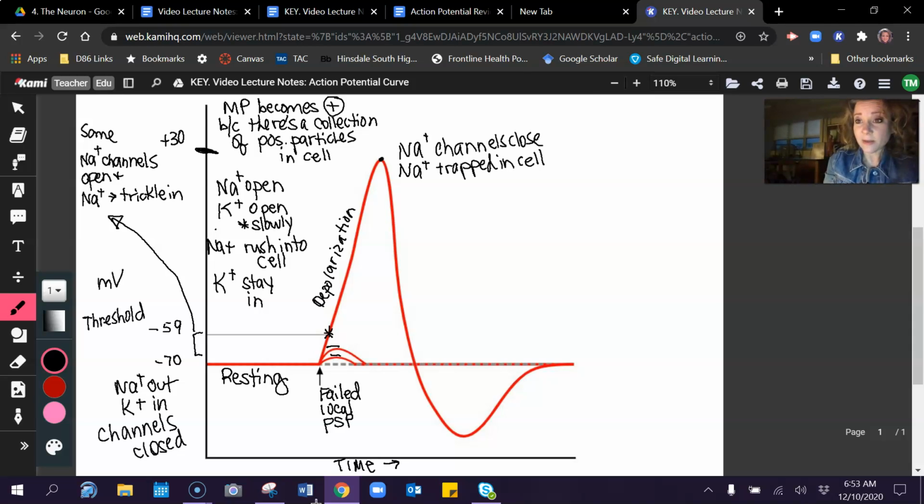Now, remember our potassium channels? They were stimulated to open, but they open slowly. But by now, our sodium channels are closed and our potassium channels are open, and our potassium ions are going to rush out of the cell. This is the phase that's called repolarization.